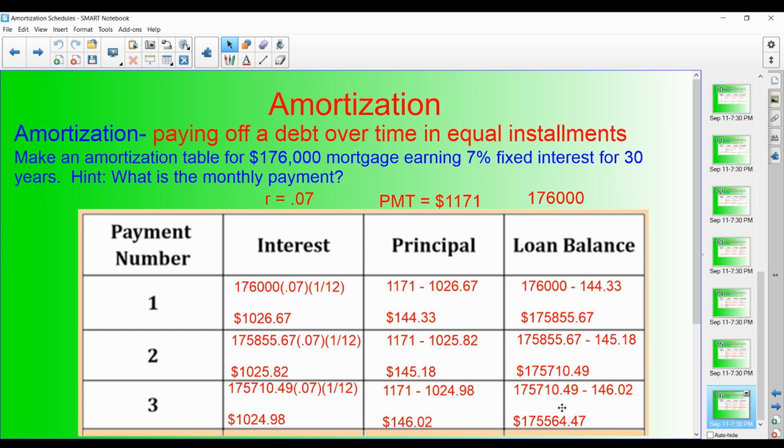So that's how the amortization schedule works. It's a many page, very scary document that just shows where every payment goes and how much goes to interest and how much goes to principal.